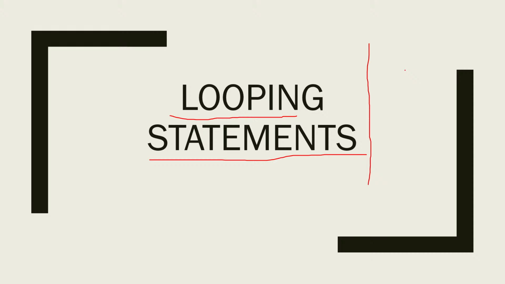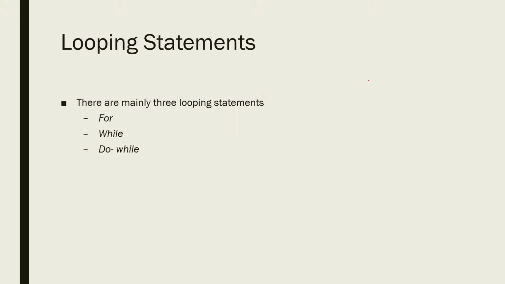Repeating. Yeah. In Java, we have three types of looping statements, guys. We use for loop, while, and do while. These are the loops we use in Java, guys. In Java, we have three types of loops: for loop, while, and do while.